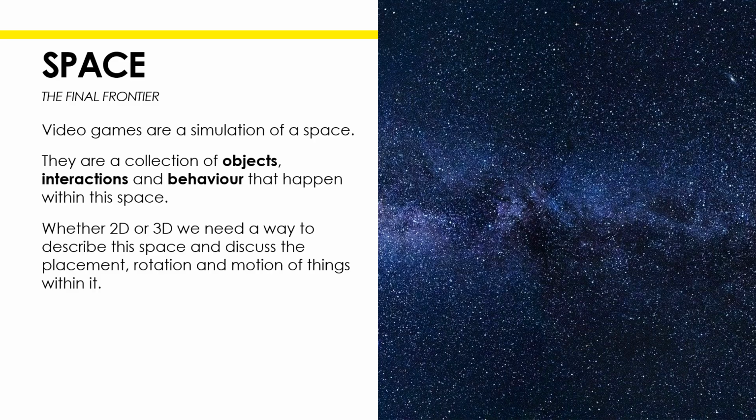They are made up of objects, which are things, interactions, the way these objects interact with each other, and behaviors, the rules that define how these objects can interact. And this is all happening within a space. Whether this is 2 dimensions, 3 dimensions, or any other spatial dimensions, we need a way to describe the space so that we can discuss the placement, rotation, and motion of things within the space itself.